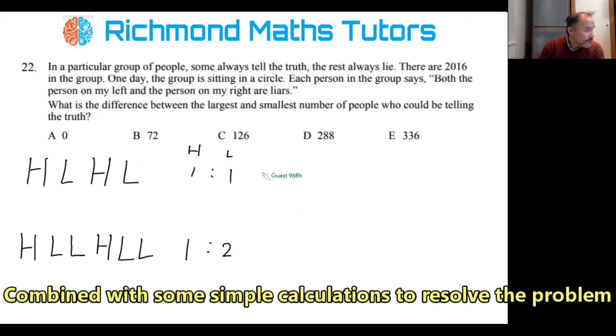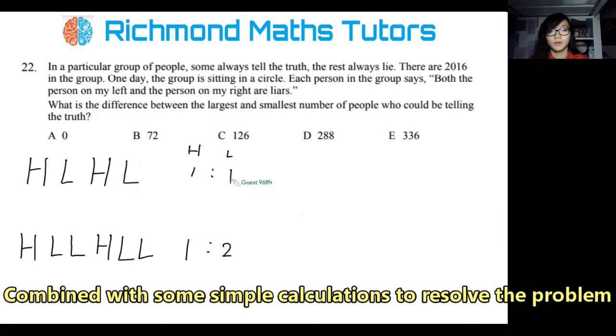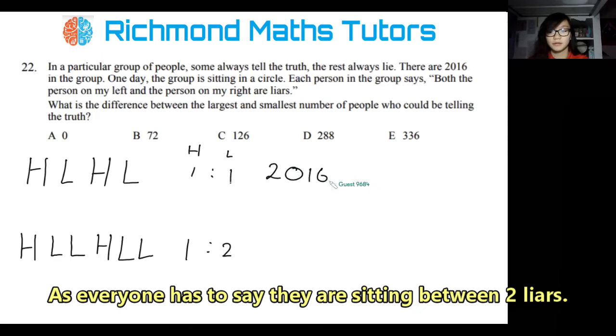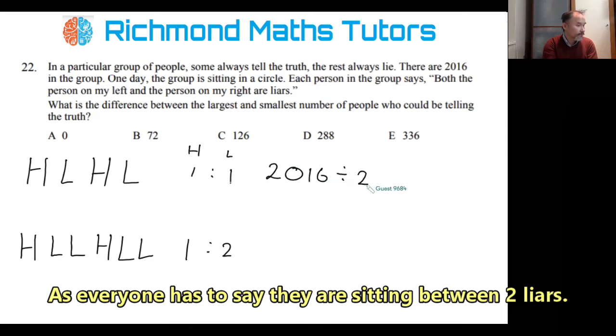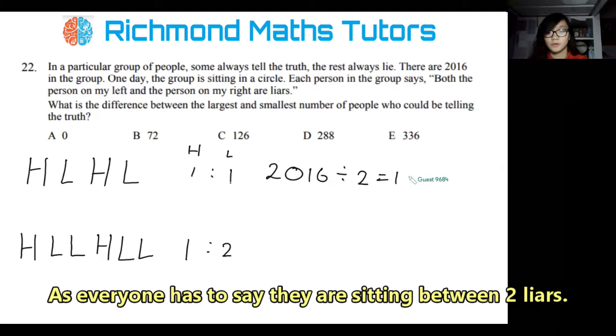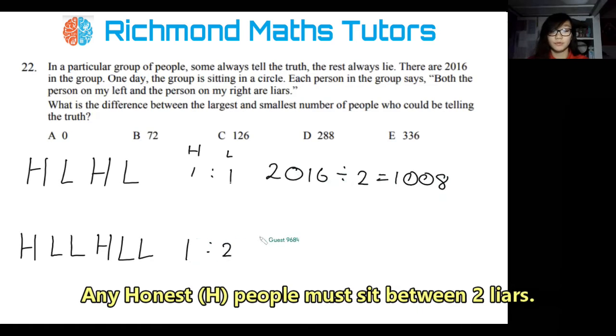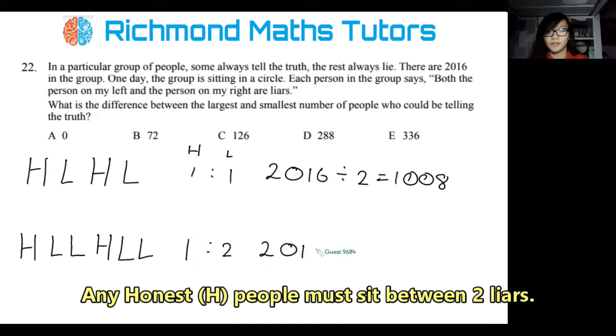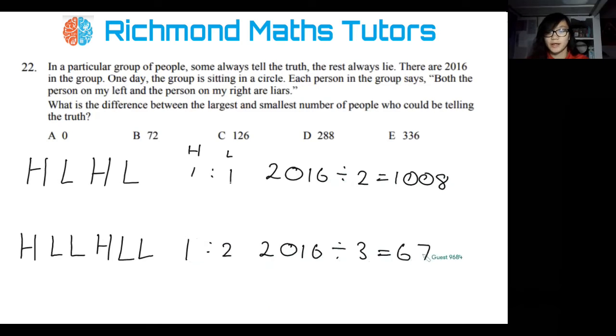Now, when we add up the ratio in total for the first pattern, we would have a total of 2. So we would divide 2016 by 2, which would give us 1008. When we add up the honest people and liars in the ratio for the second pattern, we would get 3. So we divide 2016 by 3, which gives us 672.